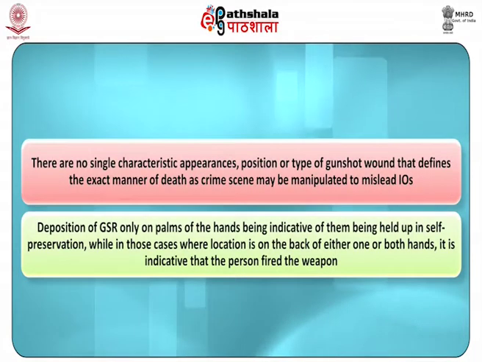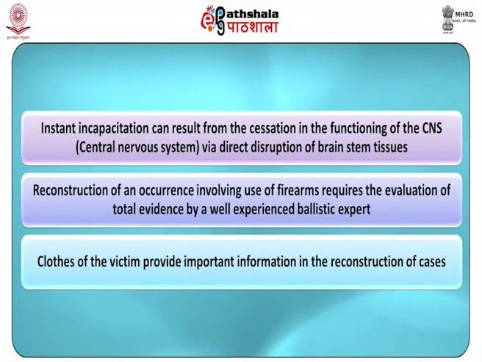There are no single characteristic appearances, position, or type of gunshot wound that defines the exact manner of death, as crime scene may be manipulated to mislead IOs. Deposition of GSR only on palms of the hands is indicative of them being held up in self-preservation, while in those cases where location is on the back of either one or both hands, it is indicative that the person fired the weapon. Instant incapacitation can result from the cessation in the functioning of the CNS, central nervous system, via direct disruption of brainstem tissues.